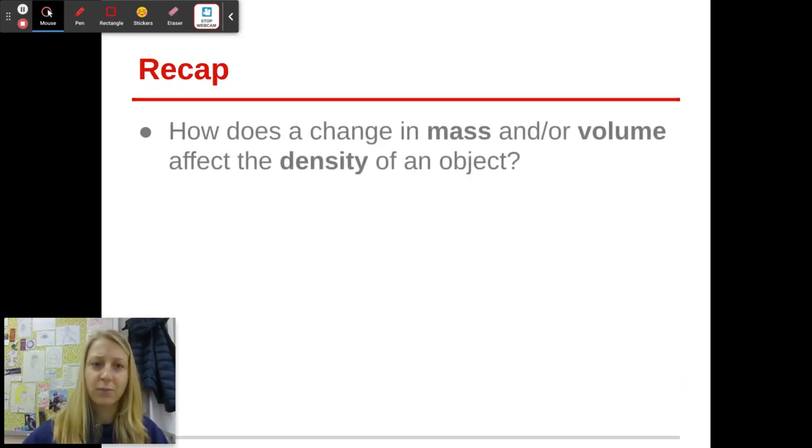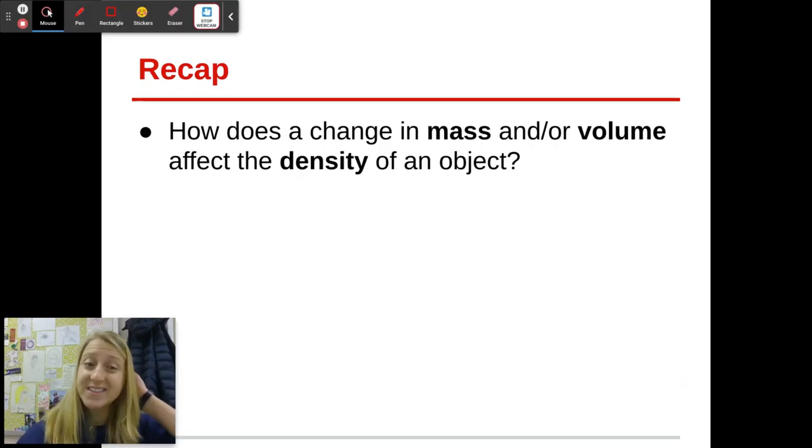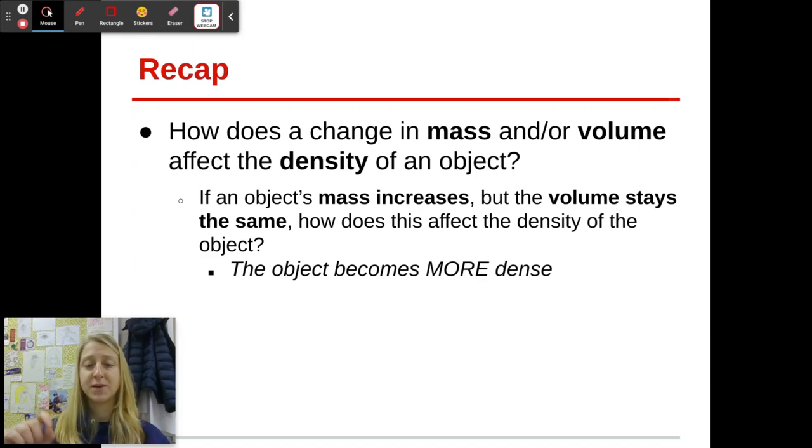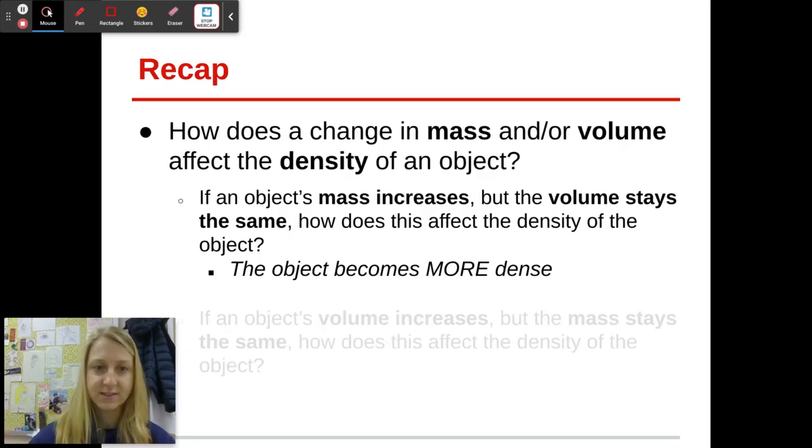So let's recap what we learned. How does a change in mass and/or volume affect the density of an object? We saw an example in the last slide where the mass increased, but the volume stayed the same. How did that affect the density of the object? When the mass increases, but the volume stays the same, the object becomes more dense. If the mass increases, but you don't have any more space to put it into, that mass has to be packed tighter into that same amount of space. So the object is going to become more dense.